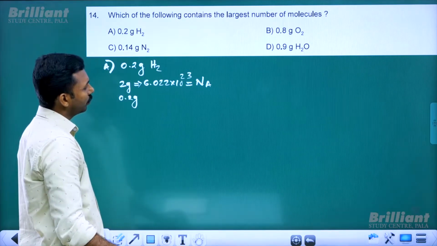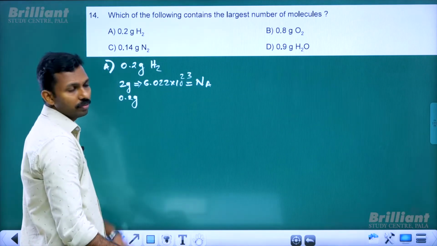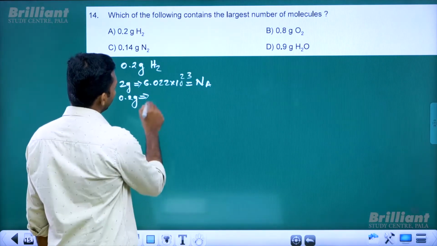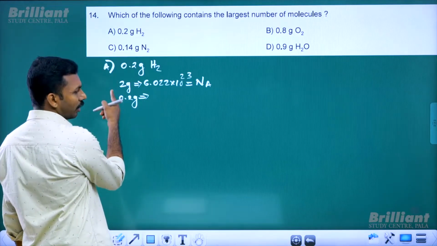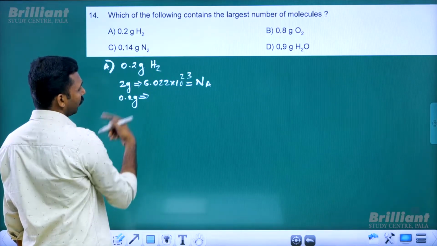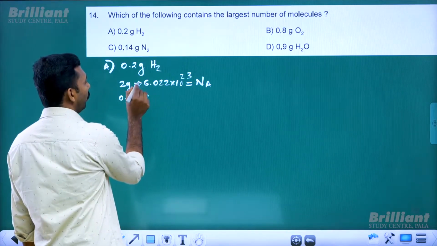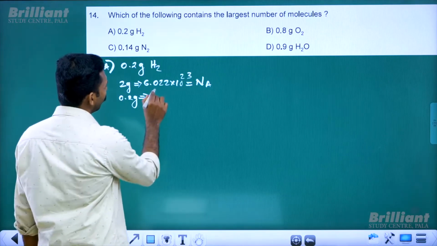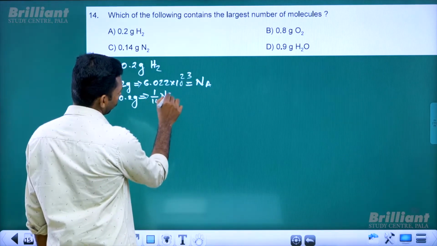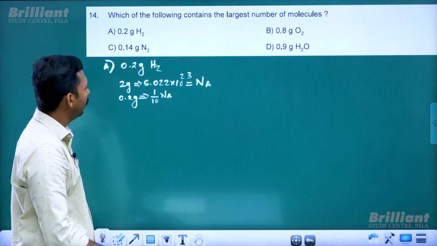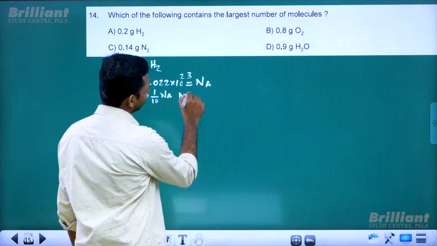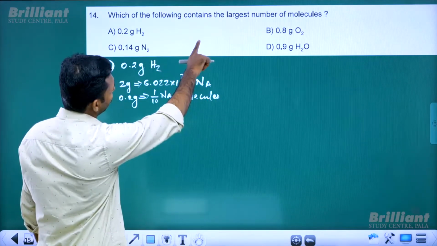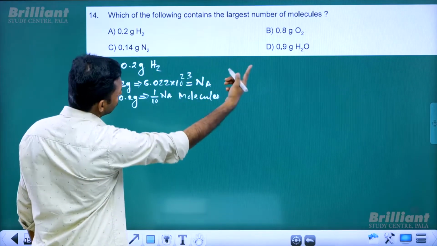So in order to calculate easily, we can use this for this large number. So 0.2 is equal to how much? 0.2 means 2 is divided by 10, right? So here also we are dividing it by 10. So it will be 0.6022. Instead we can write 1 by 10 into Na. Okay, 1 by 10 into Na molecules will be there in the first option. So we have to calculate the species having the largest number of molecules.